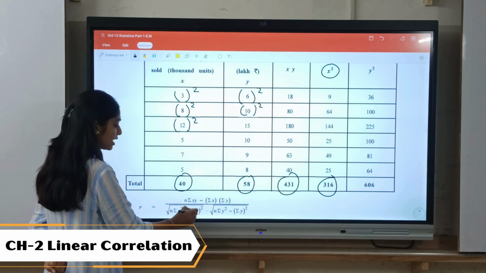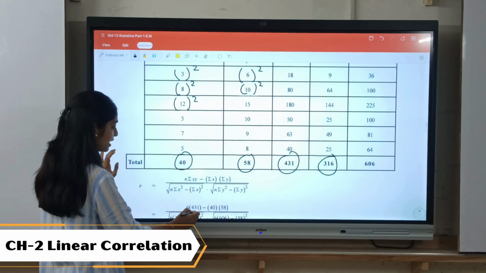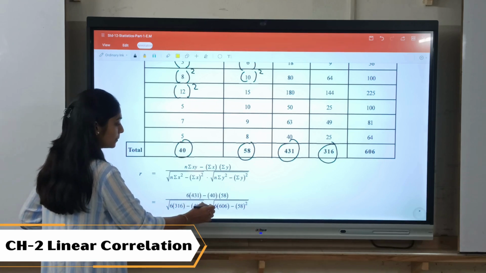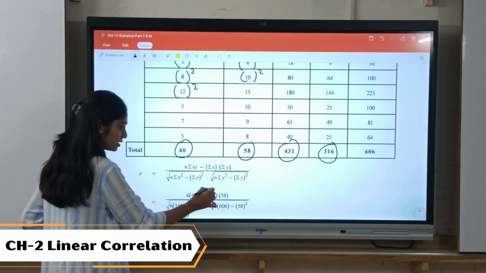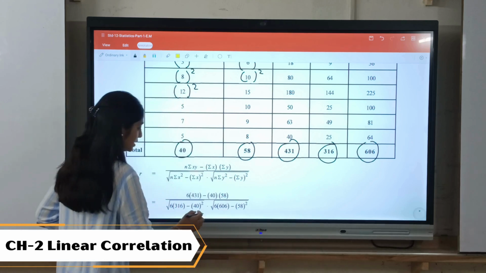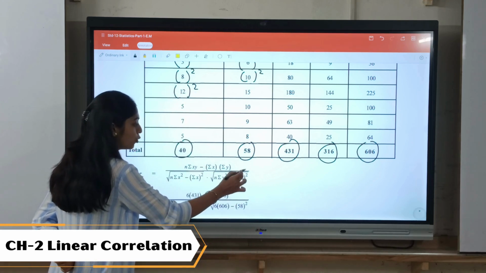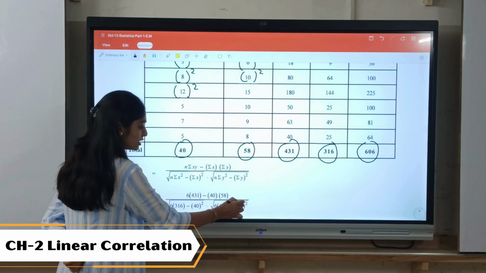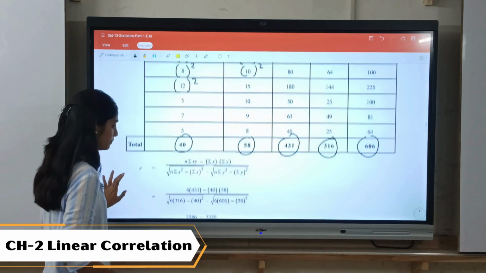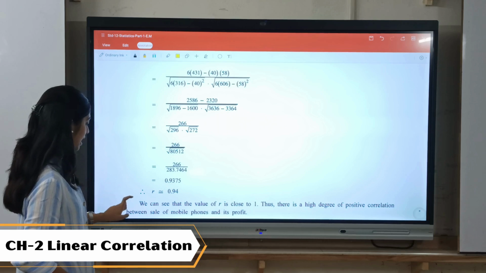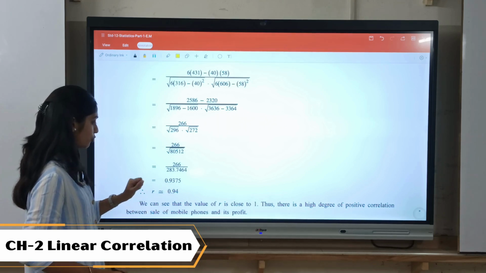Here, for sigma x, first we put sigma x as 40 and then do the square of that, into under root of n, the number of observations, times sigma y square, the total, minus sigma y whole bracket square. So sigma y total is 58, and we do the square of that. After doing the calculation, we got our r as 0.94.